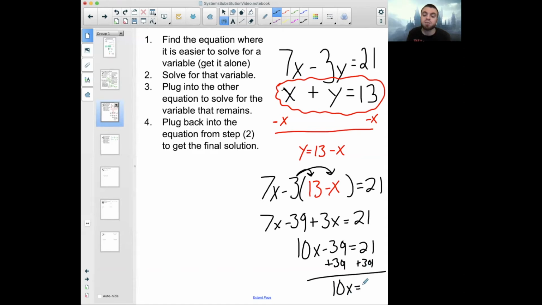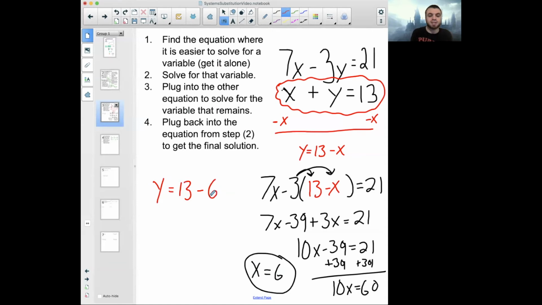10x equals 60. So that means x is equal to 6. And so then if x is equal to 6, what I need to do is come over here. And I know that if x is equal to 6, y is equal to 13 minus 6, because x is equal to 6. And that is 7. Okay.